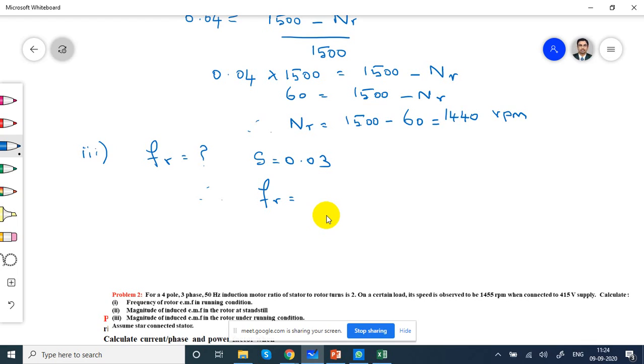Sir, we have already done this problem in the previous class. Yeah, wait. Some more students I am having doubt. That's why I am solving this problem.